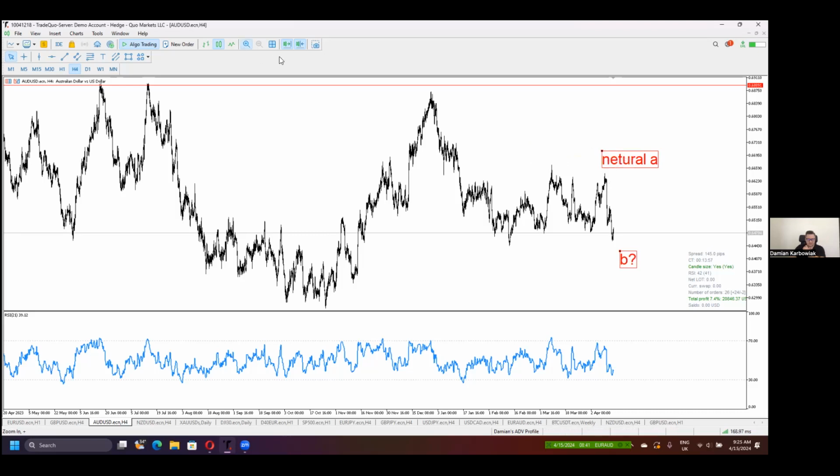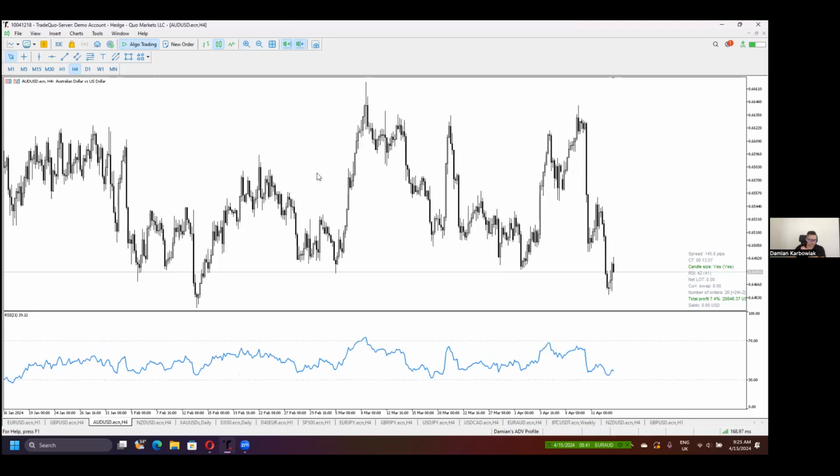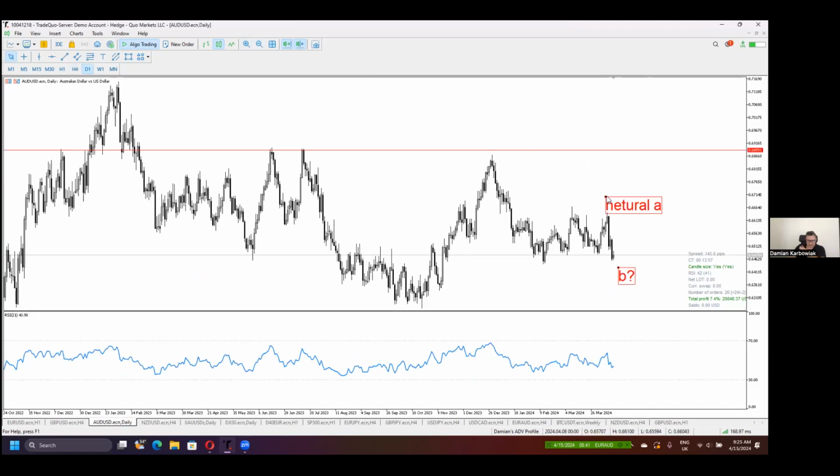However, this down movement from this top to this bottom doesn't look like the B for me, comparing to the previous movements. So I would change the scenario and put the neutral A above this top. After that, treat these three movements, which are wave A, B, and C, as a B.